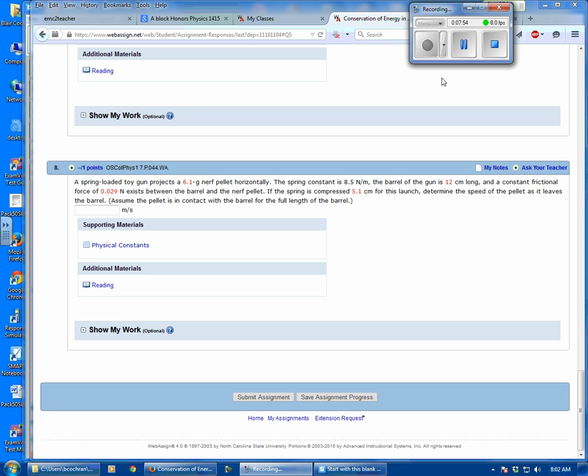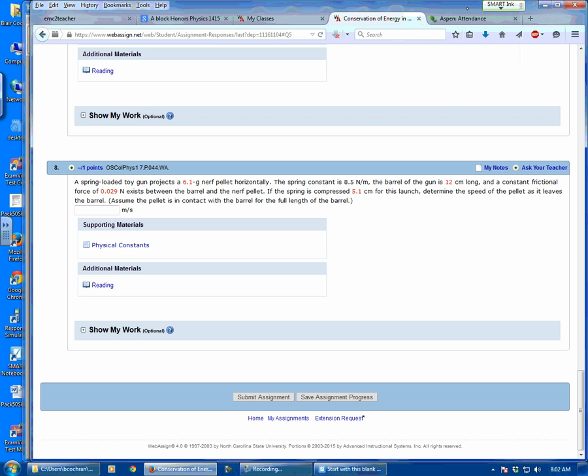Alright, so we're going to go on to number 8. And we got this toy gun doing the Nerf pellet horizontally. Ooh, if it's moving it horizontally, why are they telling us that? What do they want to take off the table? Gravitational potential energy. They want to tell you don't even bother to mess with that because it's not going to matter. Only vertical motion matters with gravitational potential energy.